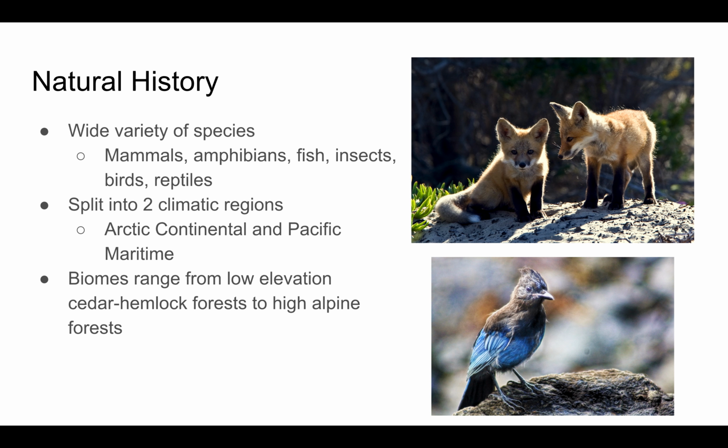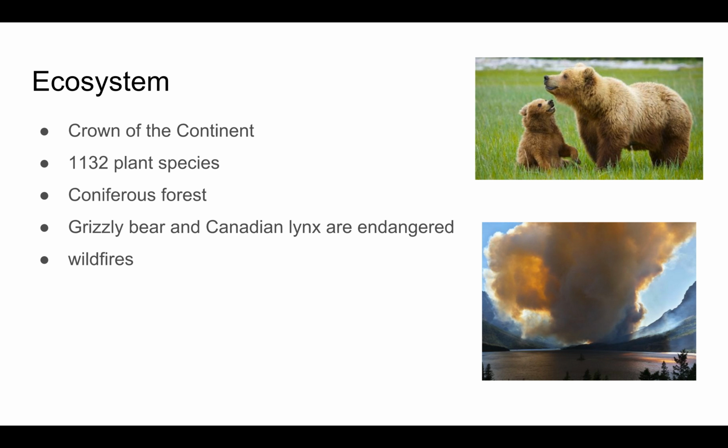Glacier National Park is kind of like a mixture of biomes. It ranges from lower elevation Pacific cedar hemlock forest to the high alpine tundra. Glacier National Park is part of an ecosystem known as the crown of the continent. This basically means that it is part of an ecosystem that is untouched wilderness, because all plants and animals that existed from when European explorers came to America are still there today. There are roughly 1,132 plant species, and it is primarily a coniferous forest.